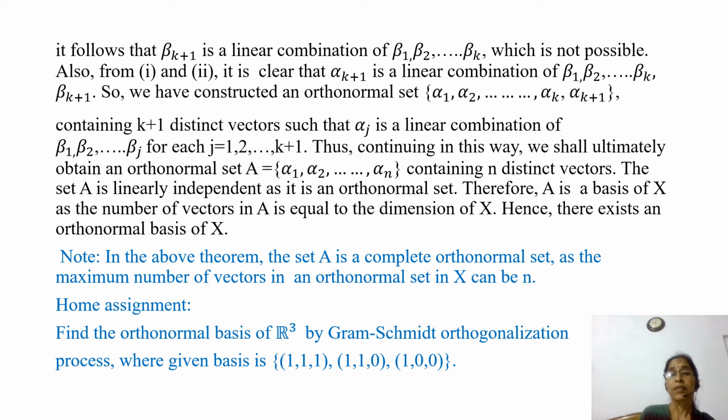Now I am giving a home assignment. Find the orthonormal basis of R cube by the Gram-Schmidt orthogonalization process, where the given basis is the set containing three vectors, ordered tuples (1, 1, 1), (1, 1, 0), and (1, 0, 0).